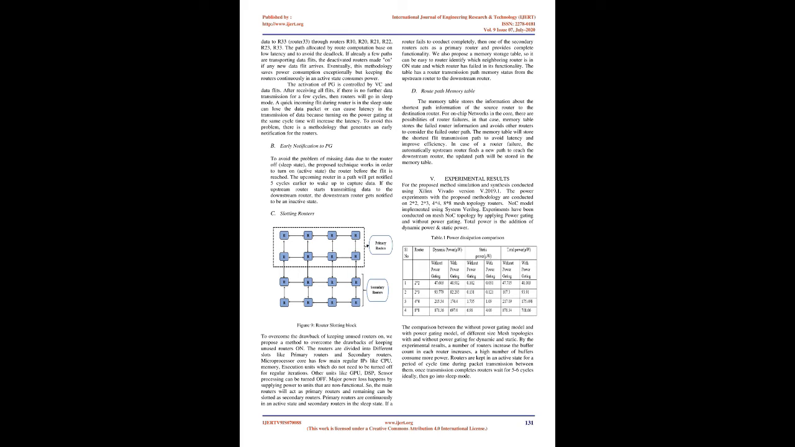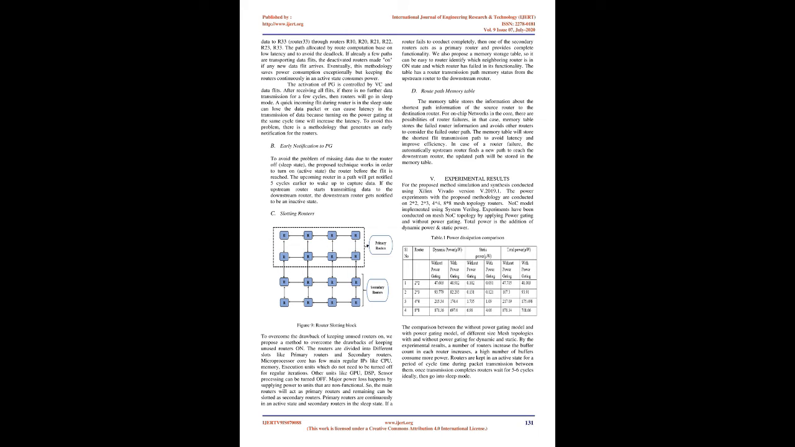C. Slotting routers. To overcome the drawback of keeping unused routers on, we propose a method. The routers are divided into different slots, like primary routers and secondary routers. A microprocessor core has a few main regular IPs like CPU, memory, and execution units, which do not need to be turned off for regular iterations. Other units like GPU, DSP, and sensor processing can be turned off. Major power loss happens by supplying power to units that are non-functional. So, the main routers will act as primary routers and the remaining can be slotted as secondary routers. Primary routers are continuously in an active state and secondary routers in the sleep state.